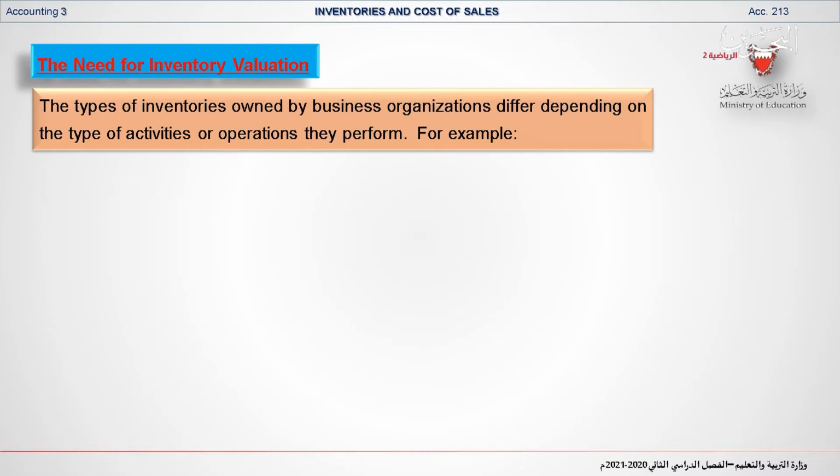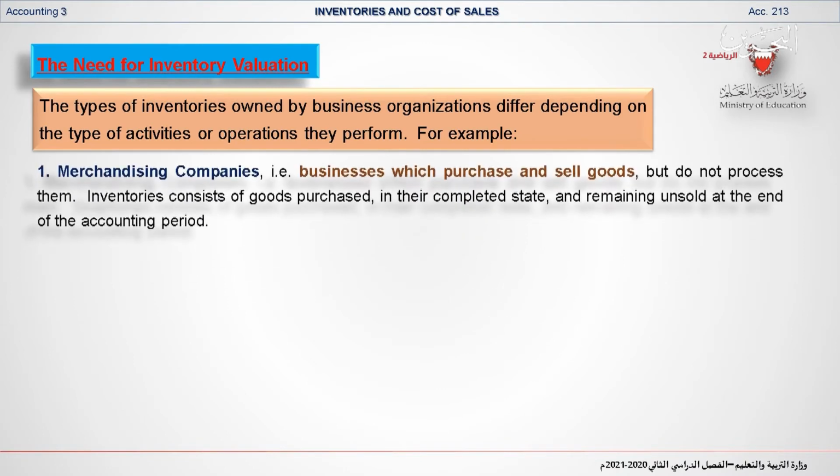Keep in mind that there is more than one type of inventory owned by business companies, and this depends on the type of activities or operations those companies perform. For example, a merchandising company purchases finished products and resells them to customers. Consider your local grocery store or retail clothing store. Both of these are merchandising businesses. So, in this case, the term inventory consists of goods purchased in their completed state.